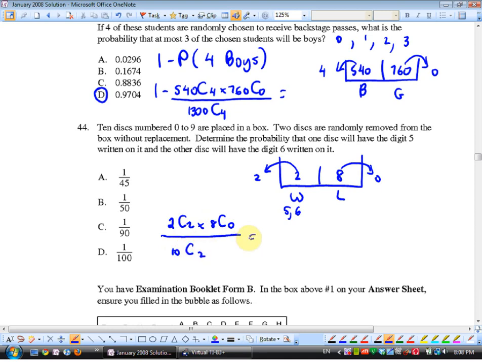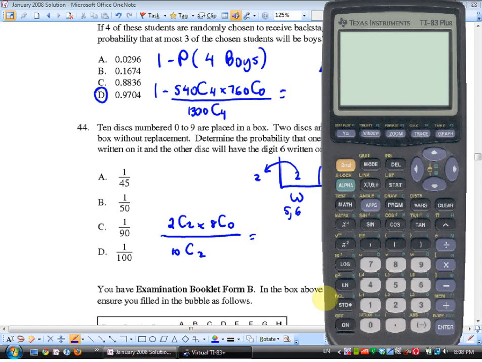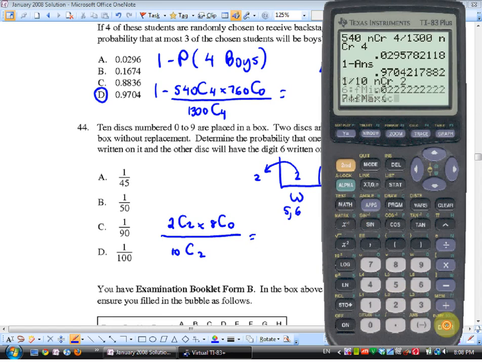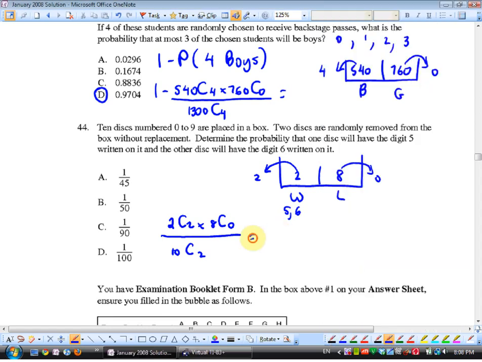Let's see if that's right. I'm a little worried about this one. 2 choose 2 is 1, 8 choose 0 is 1, so this is 1 divided by 10 choose 2. And then turn it into a fraction. I get 1 over 45. And I just double-checked my answer key. I am correct. Woohoo!